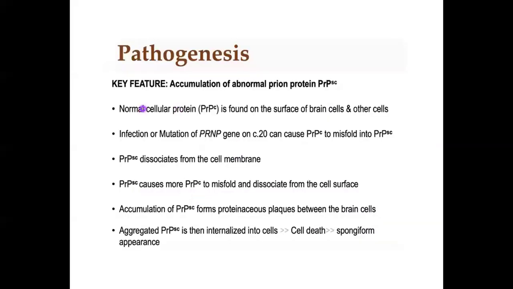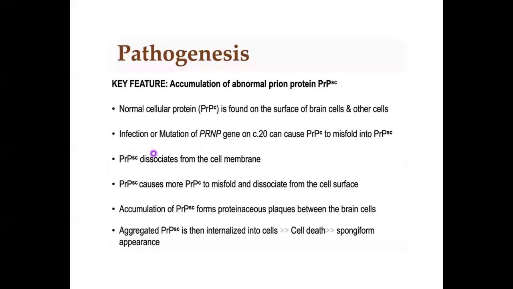Okay? So to read this: the normal cellular protein is found on the surface of the brain cell and other cells. Infection or mutation of the PRNP gene on chromosome 20 can cause PrPC to misfold into PrPSc. Basically, this line is saying that a mutation in the PRNP gene on chromosome 20 will cause misfolding of the prion protein into an abnormal prion protein. The alpha helix will change to the beta pleated form.